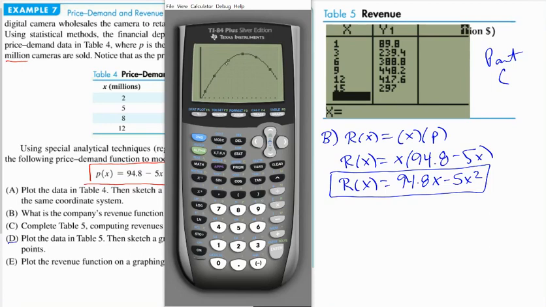So we see that these points fit the line, and you have to remember we generated these points from our function, where in the beginning we plotted historical data and generated a linear price demand function. It didn't fit exact, but it was the line of best fit. These points land on the line because these points were generated by the function that we're graphing.